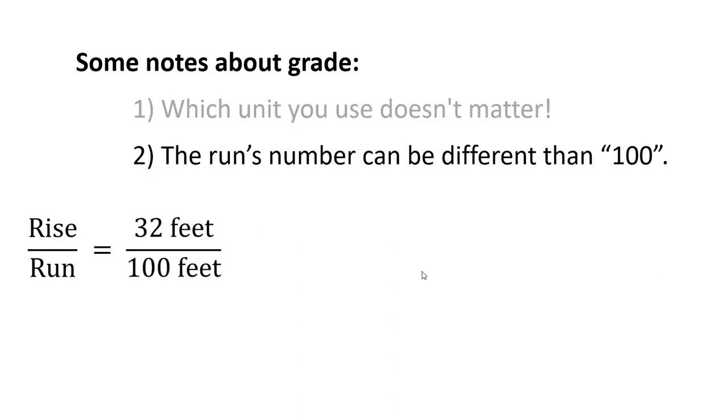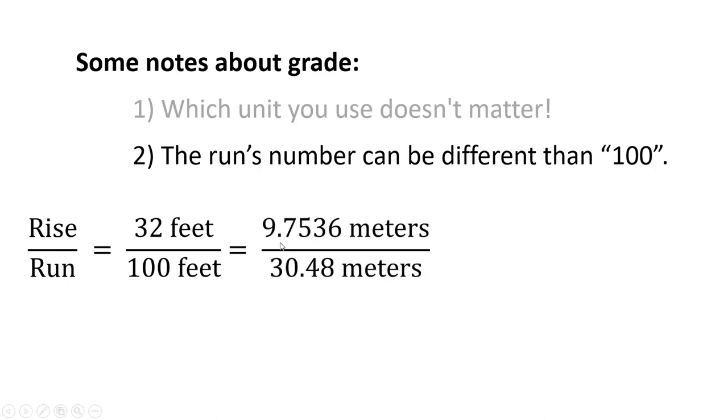So for example, suppose I did 32 feet over 100 feet. I could also convert each of these numbers into meters and get 9.7536 meters over 30.48 meters. That's after a quick Google conversion, changing 32 feet to meters and 100 feet to meters. This would be the exact same measurements in meters. But notice how this is no longer 100. Don't worry about that. We'll come back to that.